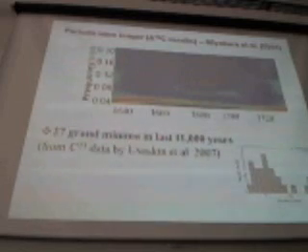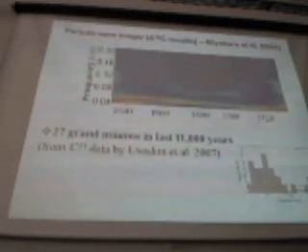From the same cosmogenic isotope data, carbon-14, Usoskin reported that there were 27 grand minima in the last 11,000 years, with different durations. This histogram shows the number of grand minima with different durations.